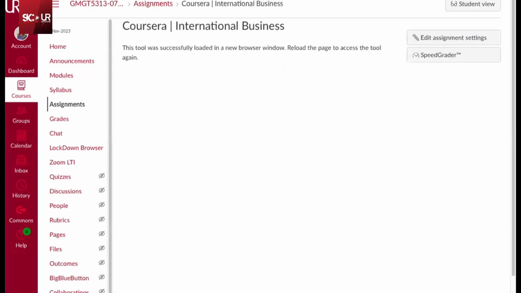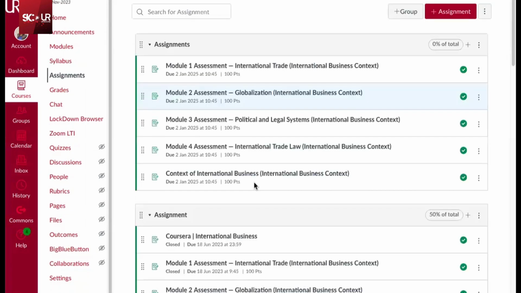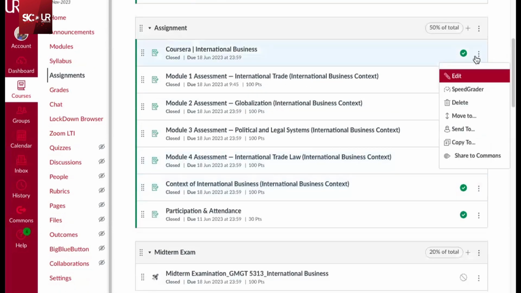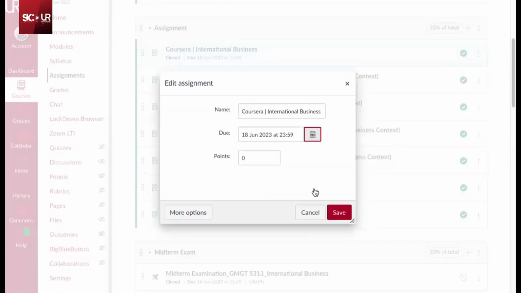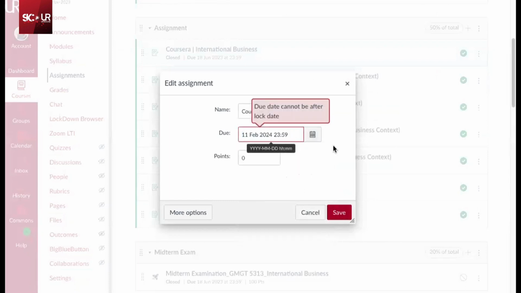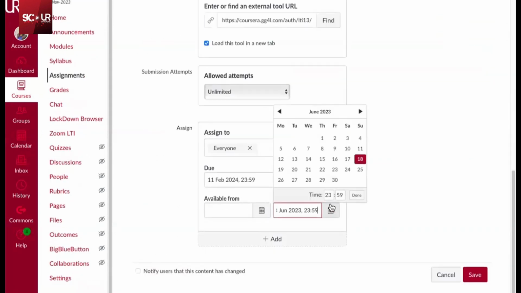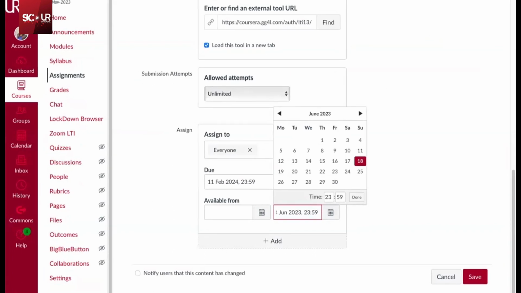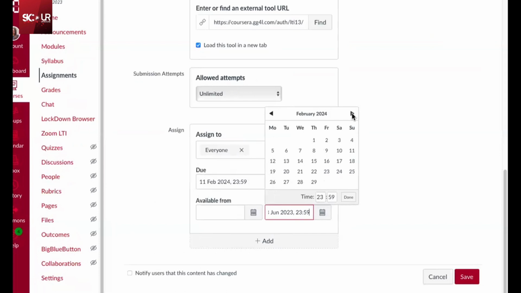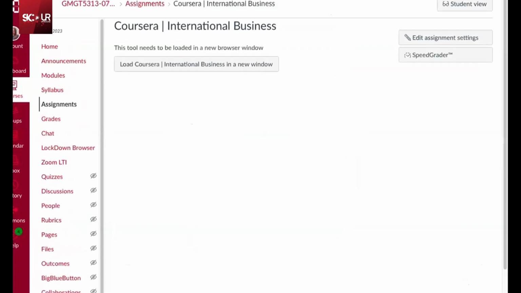It's locked. Let me just set February 11. Okay, try. Due date cannot be after lock date. Hold on for a second. Okay, try again. Now, I think you should be able to.